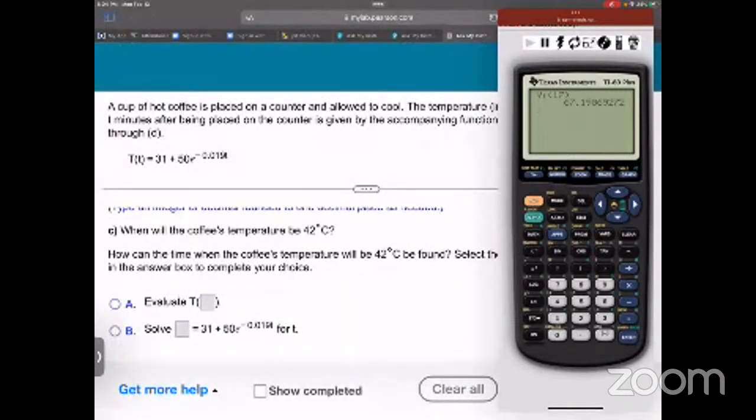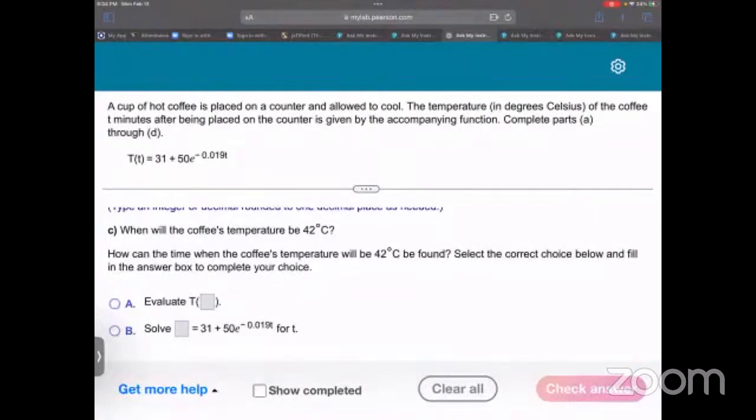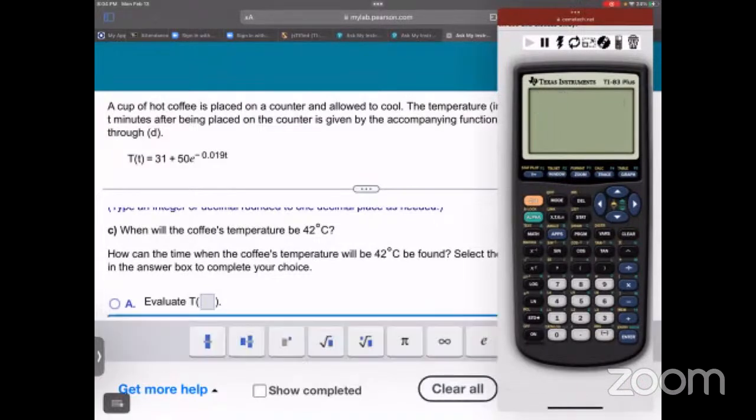So then it says, when will the coffee's temperature be 42 degrees Celsius? So they've given us the output and they want us to work backwards. Let me see how much of this I can do on my calculator. We are not evaluating, we're solving for the function equal to 42. So we're going to set it equal to 42 and solve.